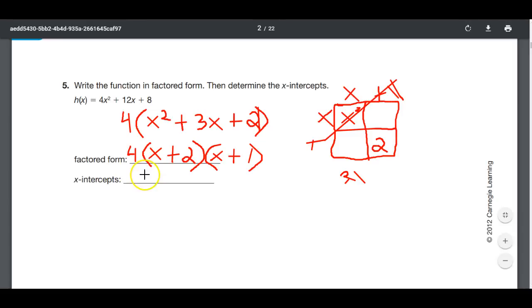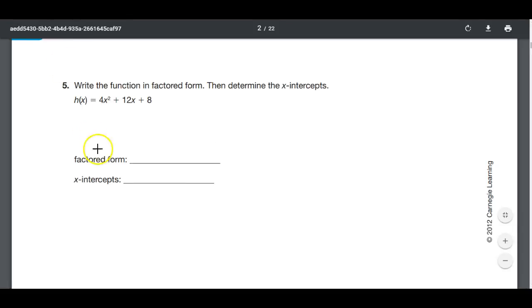Whew. Okay, now what are my x-intercepts? Well, my x-intercepts are when the function equals 0, so I'm going to ask what x turns these into 0. It'd have to be -2, because -2 plus 2 would be 0, right? And then what x would be here to turn this into 0 would be -1. So -1 would make this a 0, -2 would make this a 0, and that turned my function into 0. So I have two x-intercepts at -2 and -1.